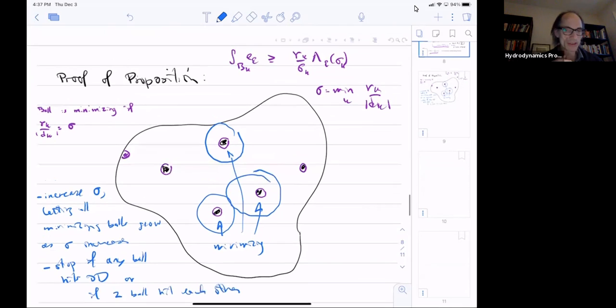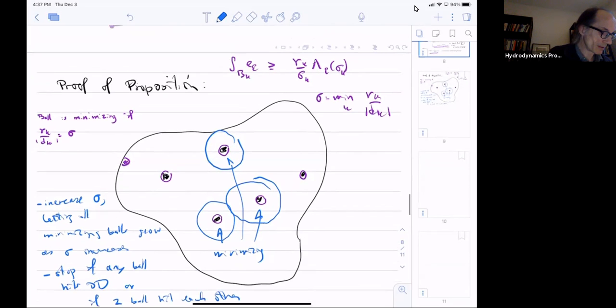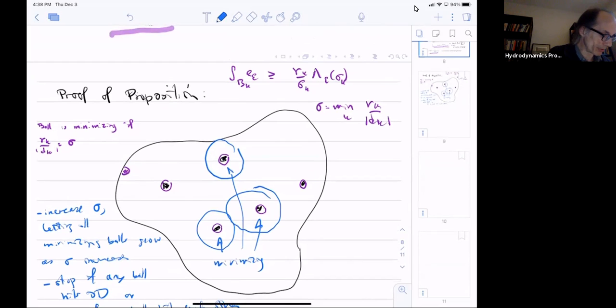Okay, and then as sigma increases, the collection of minimizing balls changes: a ball that is a priori non-minimizing may become minimizing as sigma increases. Suppose this R over D is equal to epsilon a priori, and there's some ball for which the ratio R over D is 2 epsilon. Well, when I increase sigma to 2 epsilon, that ball will suddenly become minimizing, and at that point I start to let it grow. Okay, so this is the algorithm.